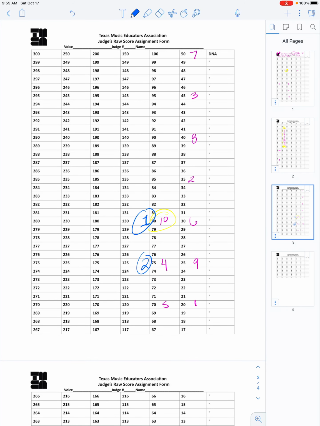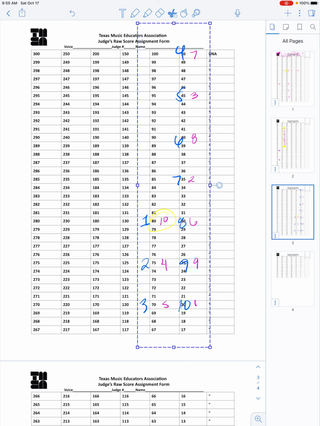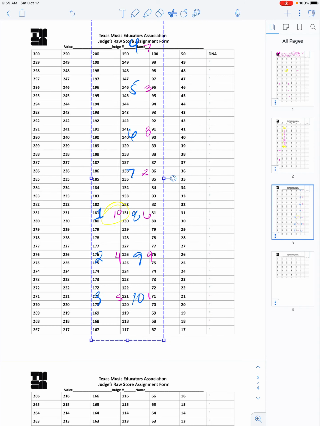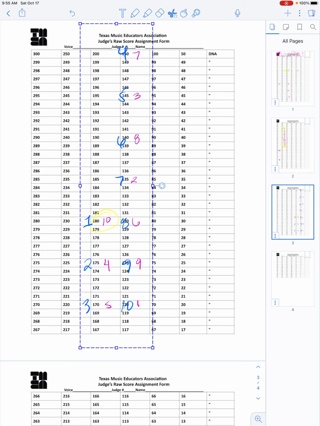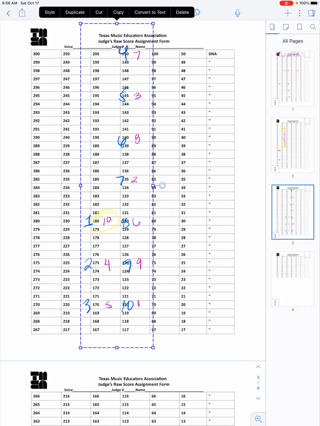This right here is her first chair, this is her second chair, her third chair, her fourth chair, her fifth chair, her sixth chair, her seventh chair, her eighth chair, her ninth chair, and her 10th chair. All that matters is that she has them ranked in order of how well she believes they did, but their number score does not matter. So it would be the same thing if I took these ranks. The next judge could say the 10th singer sang a 180. The first chair is now a 180. The score does not change.